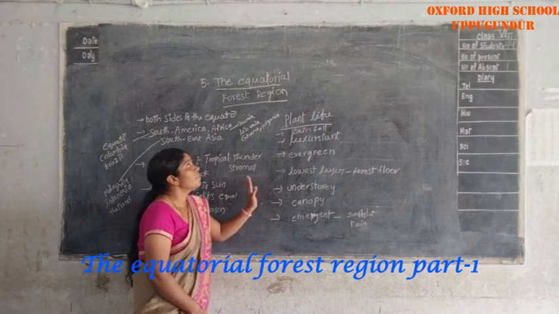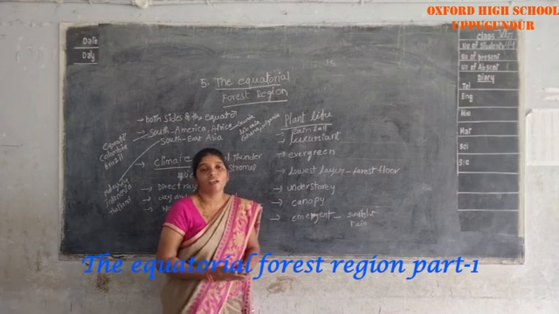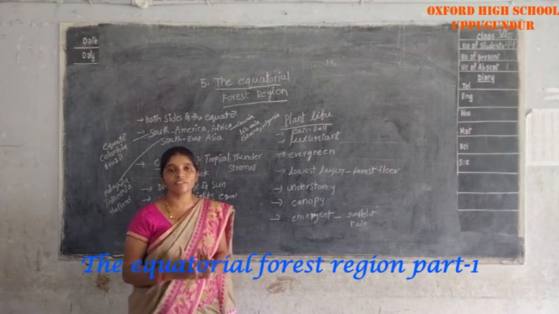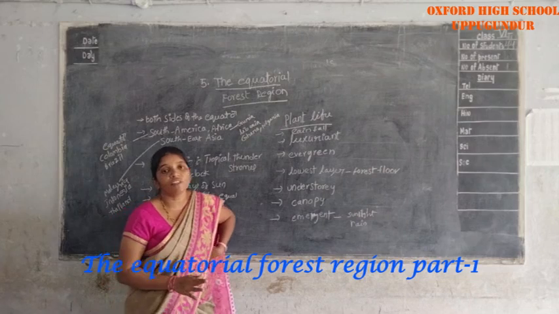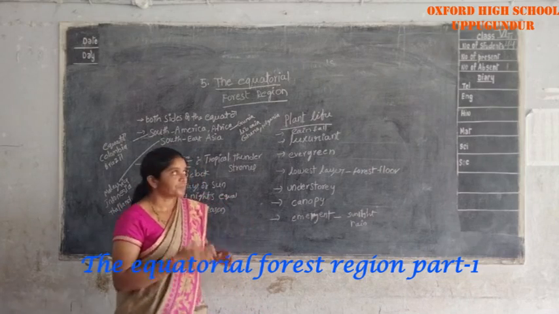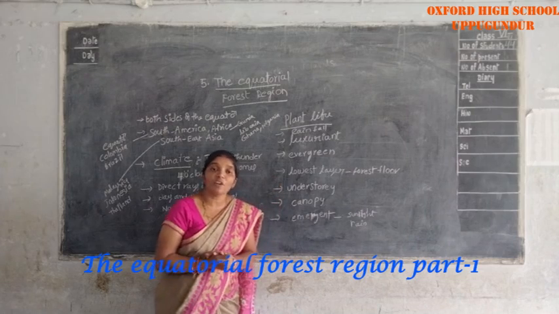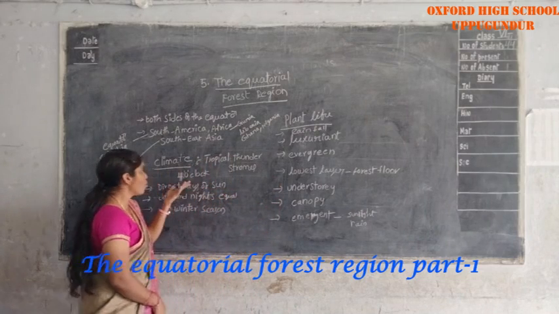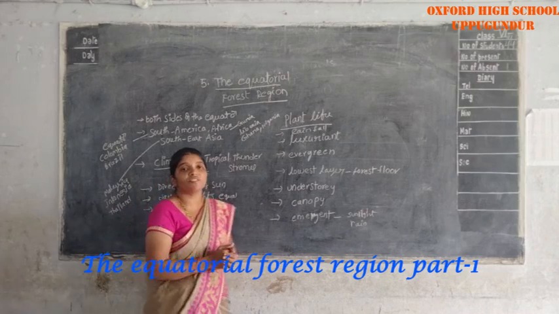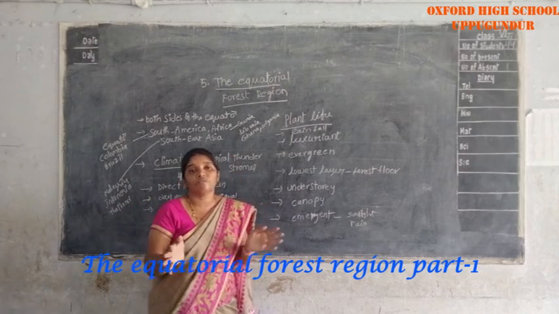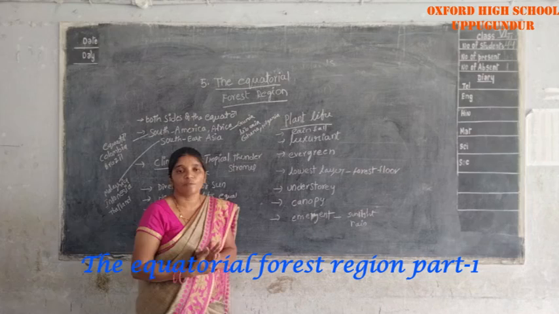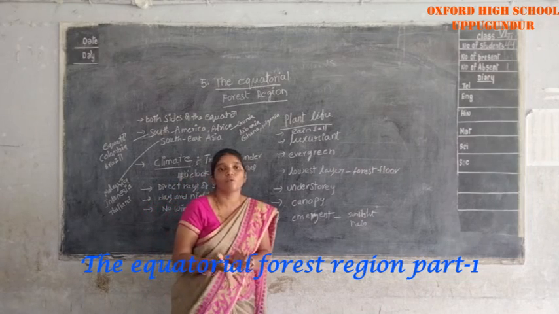How then do we complete the climate of the equatorial forest region? We go for the plant life. How is the plant life in the equatorial forest region? This region receives very heavy rainfall. Every day throughout the year at 4 o'clock there are thunderstorms. So plenty of plants will grow.